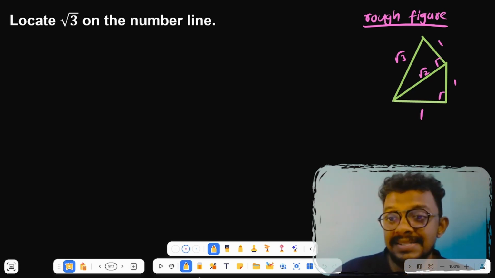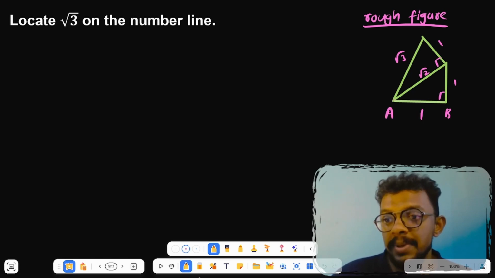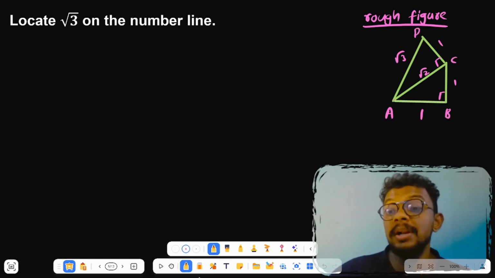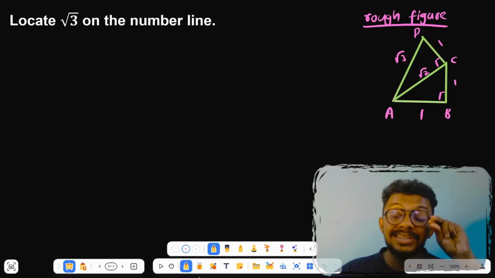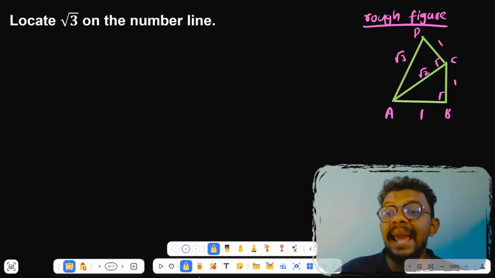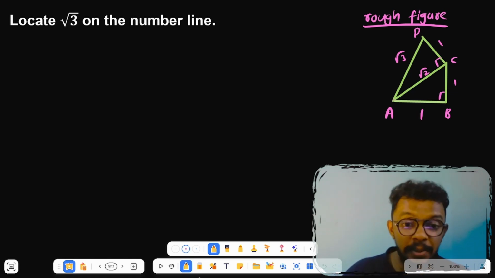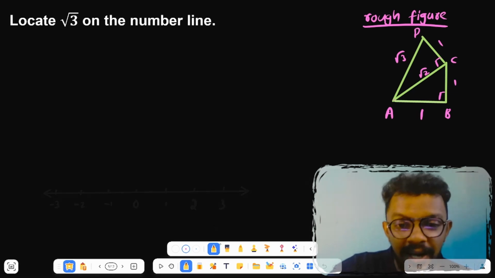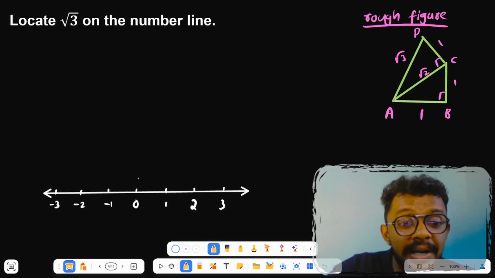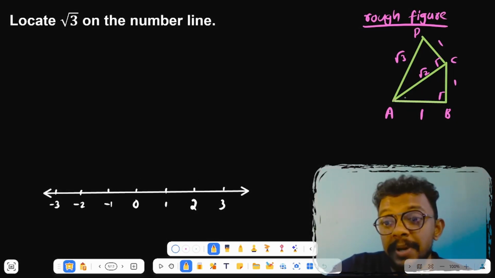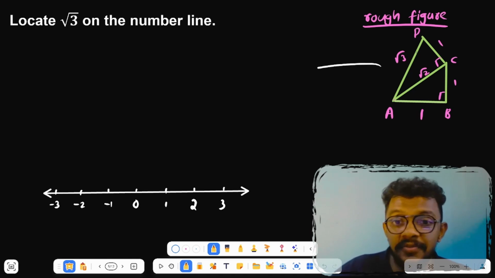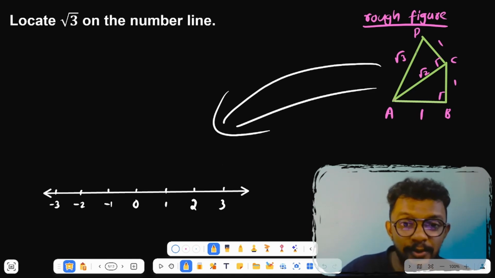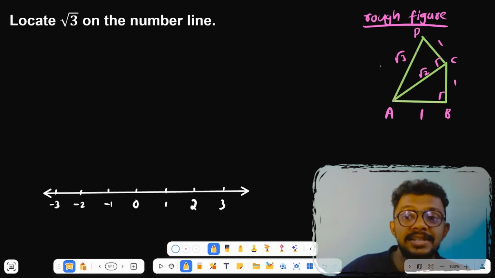I need this length on 0. So I'm calling these points A, B, C, D. In order to get root 3 on the number line, I need A to be on 0, so that I will get AD. Now I can mark it on the number line. So step number 1, draw the number line. Okay, I got the number line. I have to fit this entire figure on 0 to get our required result.